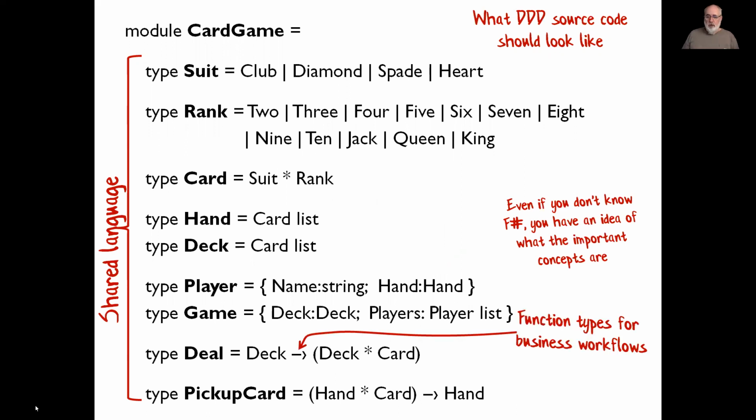One thing I should point out is that it's not just data. I'm using function types to represent business workflows or stories that people need to do. So here I have to deal a card or to pick up a card. These are activities, or verbs, that I'm modeling with function types.